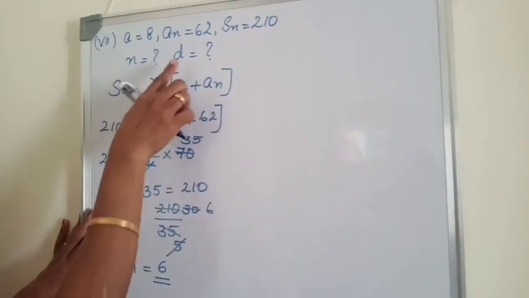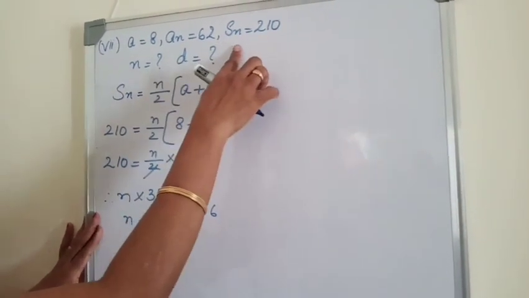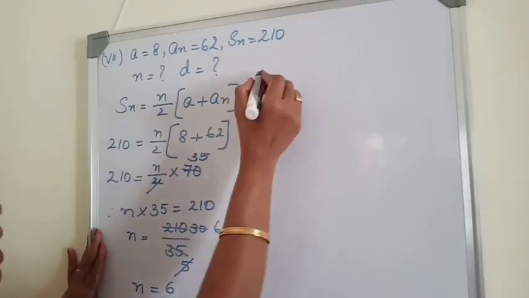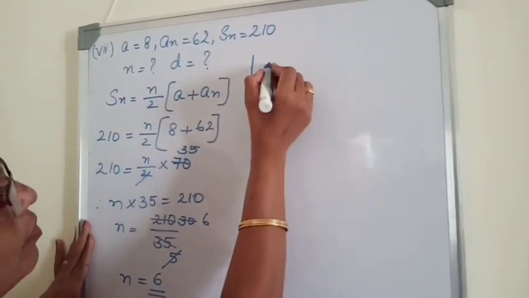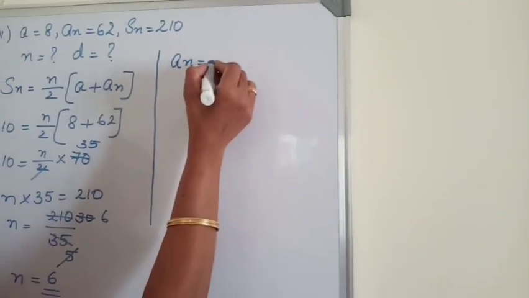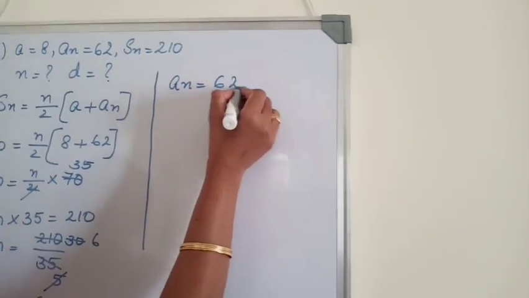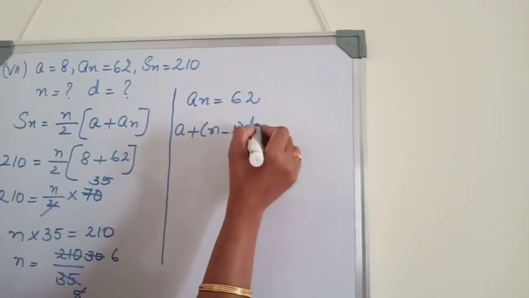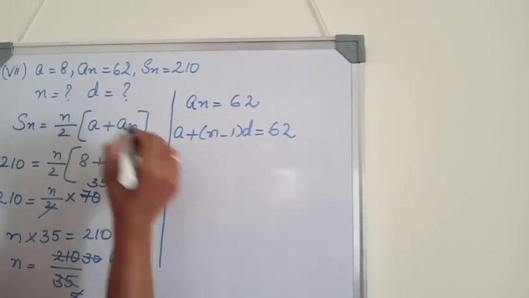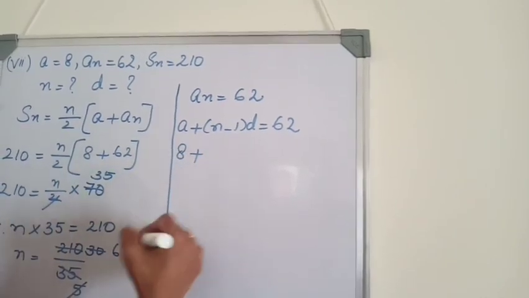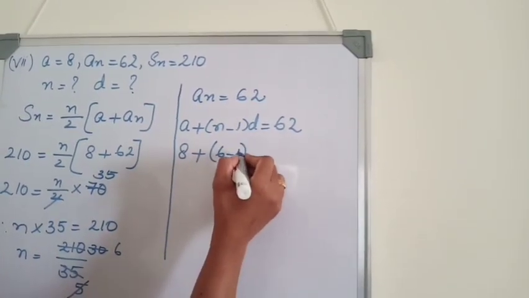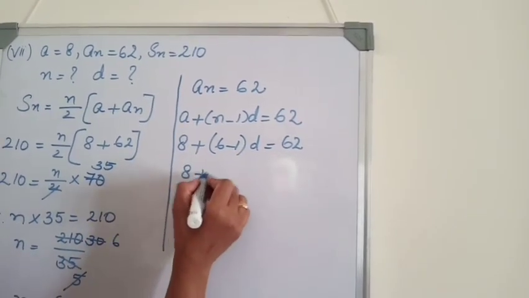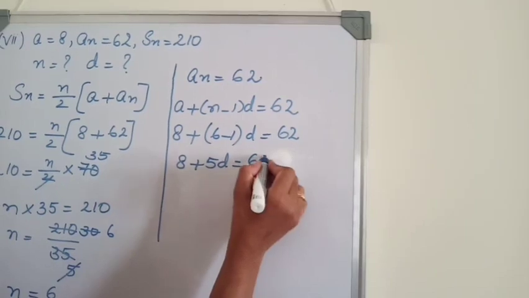Now to find the value of d, we can either use the Sn formula, the first formula, or the an formula. First we will use the an formula. Any one of the formulas we can use. an equals 62. In the an formula, I will write a plus (n minus 1) into d equals 62. a is 8. n is 6. 6 minus 1, d we should find out, is equal to 62. 8 plus 5d is equal to 62.